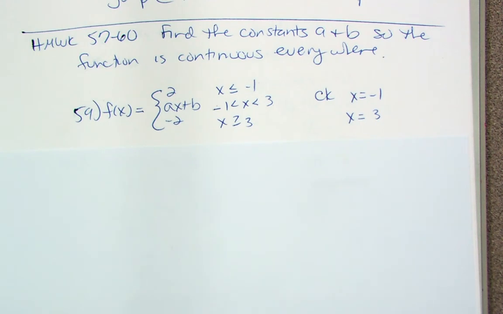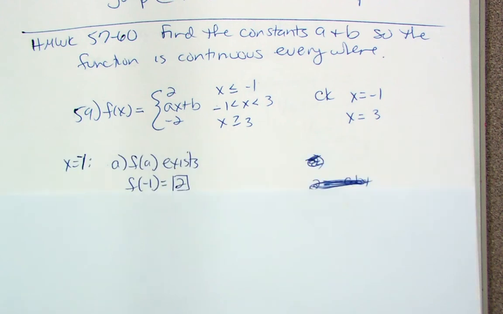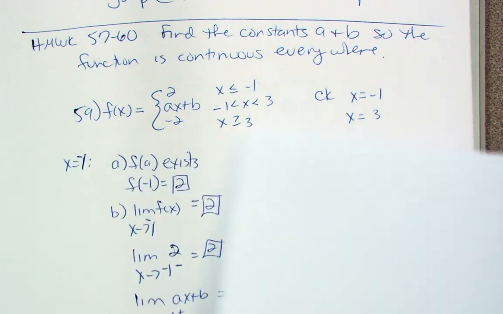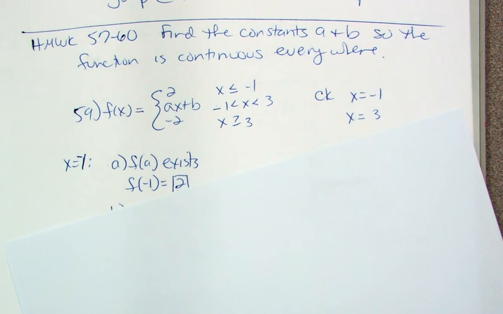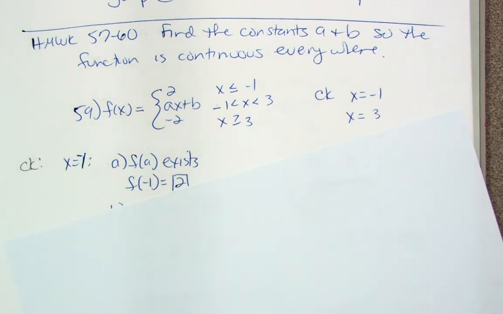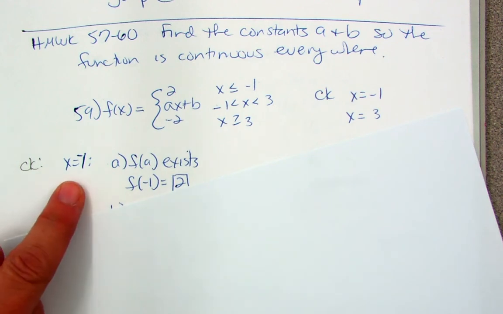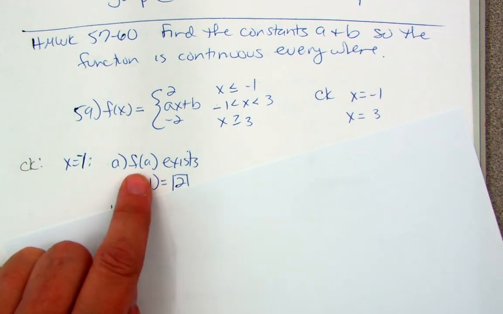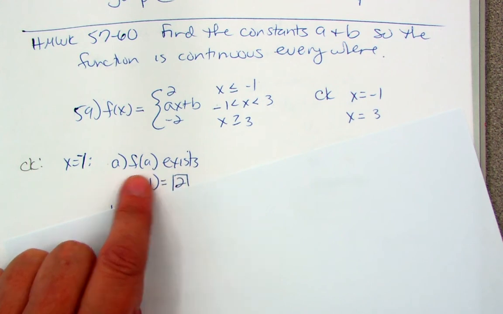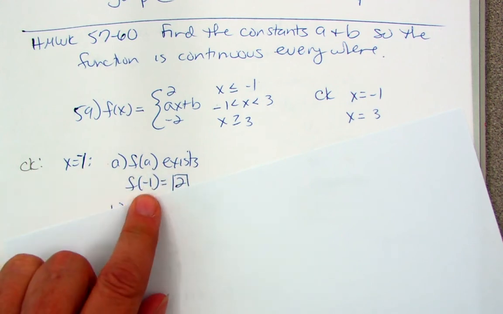So how are we going to find out these values or these constants for a and b? We're going to use the definition of continuity. I'm going to first go through the process for x equals negative 1. By the definition of continuity, it has to satisfy 3 steps. When it satisfies 3 steps, it is continuous at that value. The first step is that f of a exists. What is my a in this one? Negative 1. So f of negative 1 must exist.